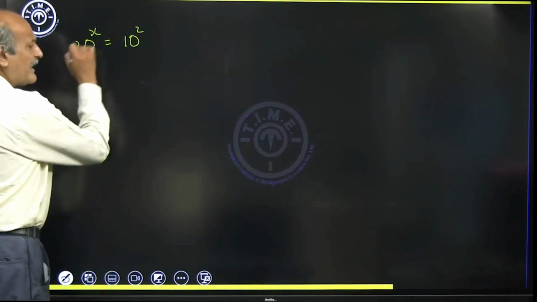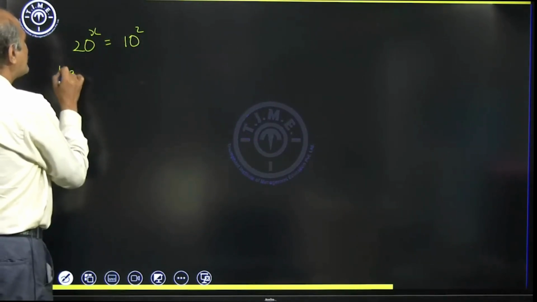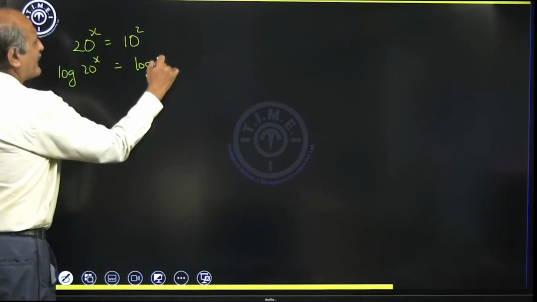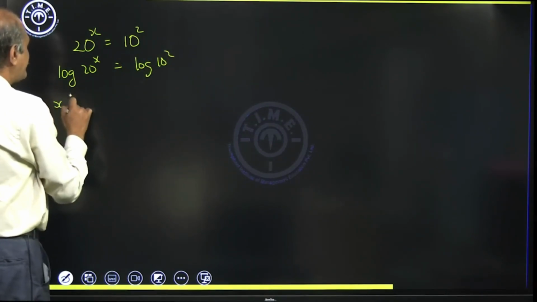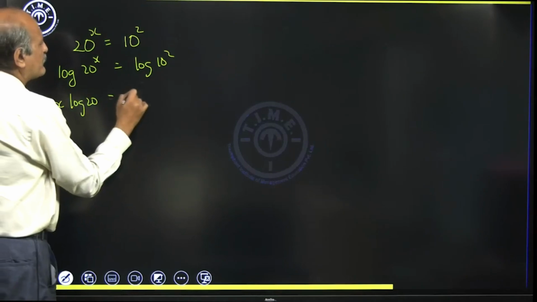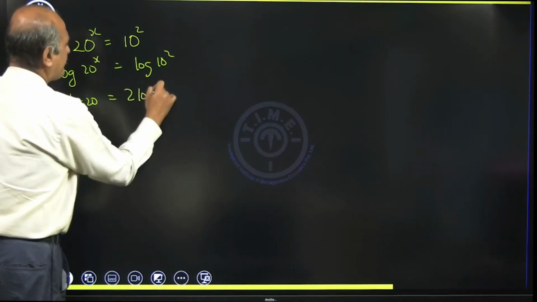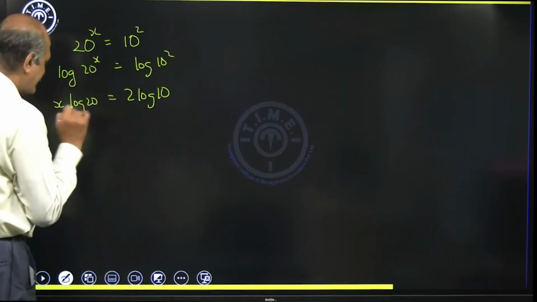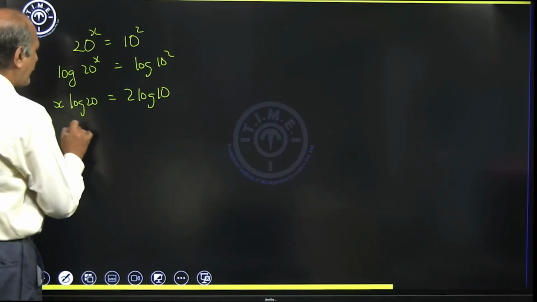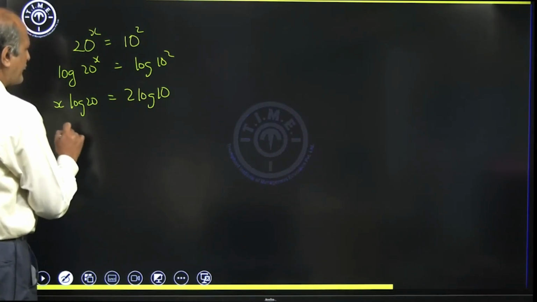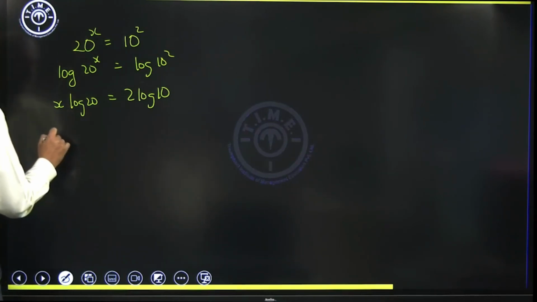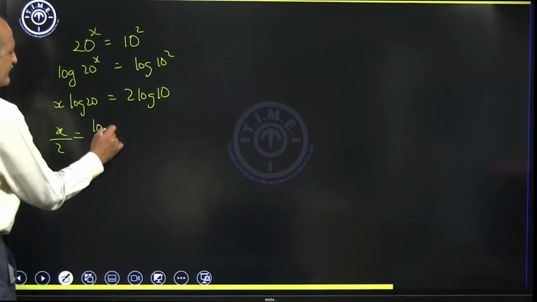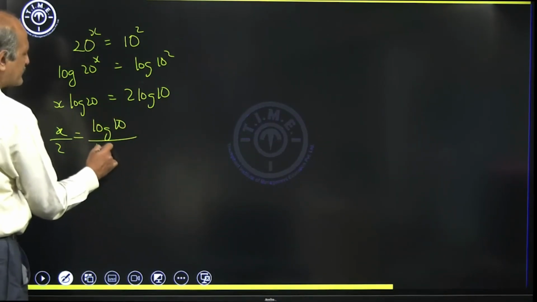Applying logarithms here, log of 20 power x is equal to log 10 square. That gives me x into log 20 is equal to 2 into log 10. So x by 2, which I am talking of here, I get it this manner. It is equal to log 10 divided by log 20.